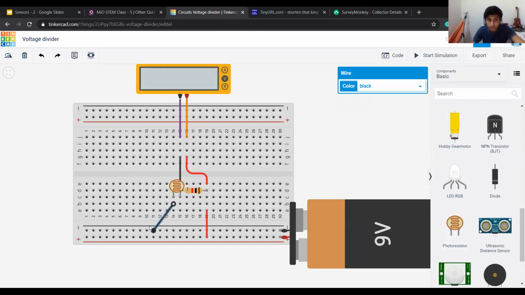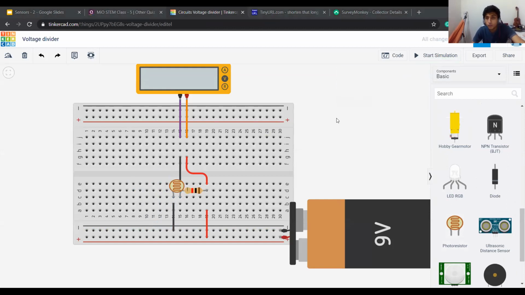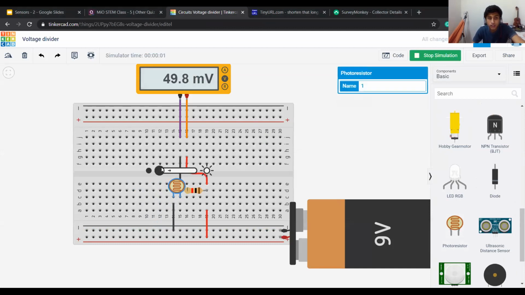Look at this. This is basically a variable resistor, and when I turn this on and I change the amount of light, its resistance changes, and as the value of resistance changes, the voltage across it also changes.